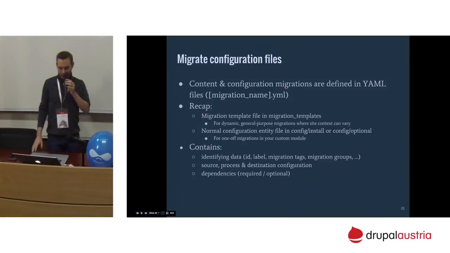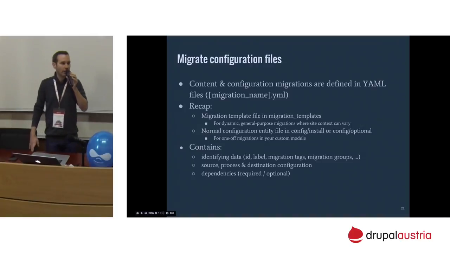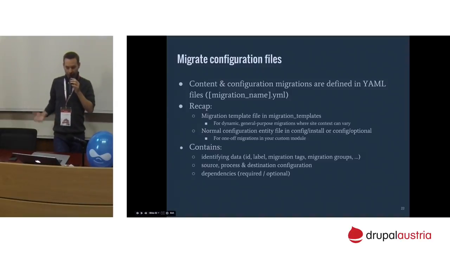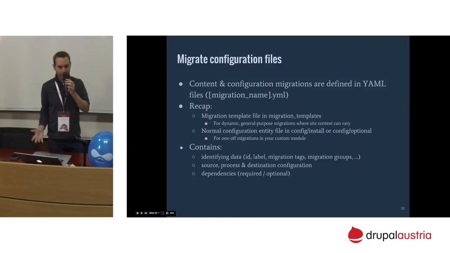So basically, you create a YAML file like you will do a lot in Drupal 8. It contains some identification data, an ID, a label, migration tags, and optionally migration groups. And then it provides source, process, and destination configuration, and also perhaps dependencies, which can be required or optional. So let's say you're migrating user profile fields, then obviously you would have a required dependency on the user migration, because you can't add the profile fields without having the users.